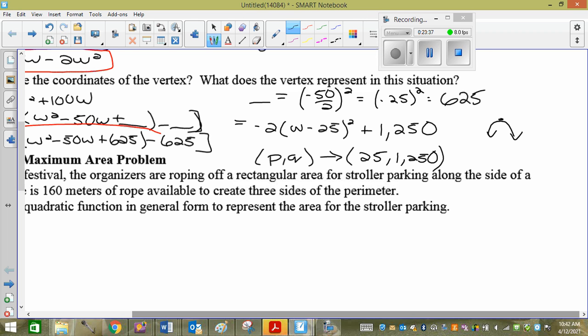So I kind of don't have a lot of room here. Can we extend any more on the side? No, I don't think so. Okay, well. So our maximum area is equal to that 1,250.